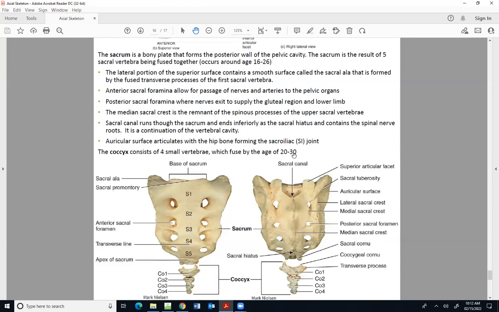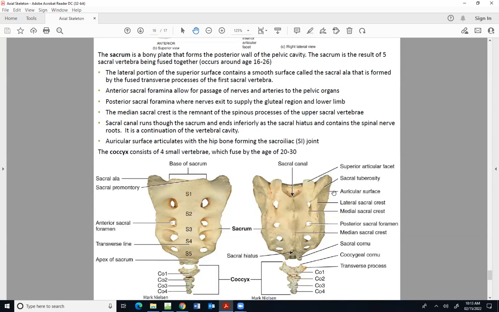The spinal cord actually doesn't go down through this. The spinal cord ends above the sacrum, and then spinal nerves come down through this sacral canal, and some of them pop out the bottom, what we call the sacral hiatus. And some of those nerves that come down through the sacral canal actually pop out through these foramina, some anteriorly, some posteriorly.